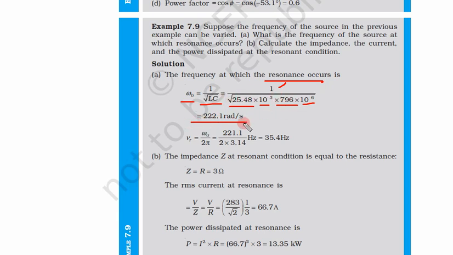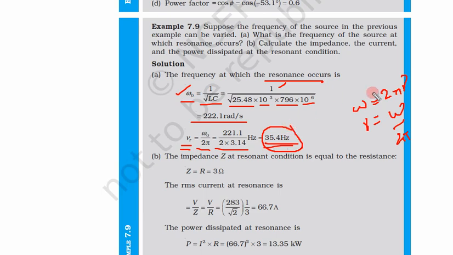We get 222.1 radian per second. Again, this is value of omega. This is not nu. So from this, omega is equal to this 2 pi nu. So nu is equal to omega upon 2 pi. So we get this, here they have shown by nu r, that means resonance frequency. This omega 0 upon 2 pi, when we divide this with 2 pi, what we get? We get a frequency of 35.4 hertz.